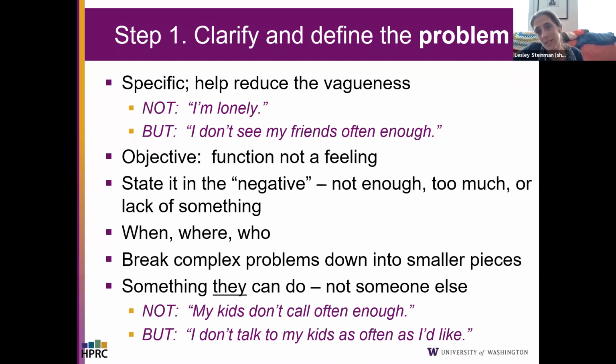I think the last important thing to teach people about this step is that it really has to be a problem that is something they can do something about and not somebody else. So if you define the problem as somebody else's problem, for example, all my kids, they don't call me often enough, it's going to be very hard for you to come up with something that you can do or your client can do about it. So really helping the client to restate the problem with an I is really helpful. So in this case, I don't talk to my kids as often as I'd like. Because then that'll set them up for the whole rest of the worksheet where we're coming up with what's a reasonable way to try to tackle this problem in the next week or month or however much time you have together between sessions.